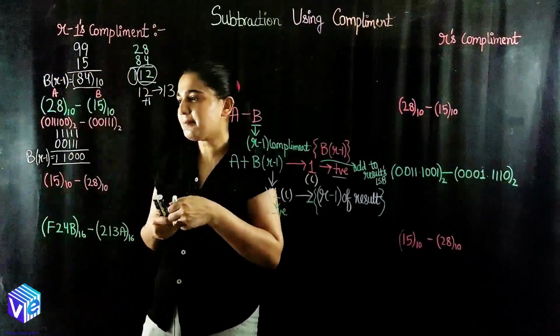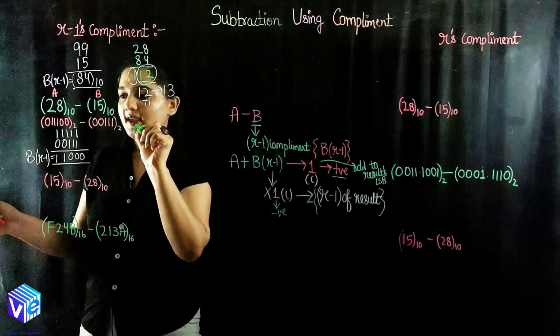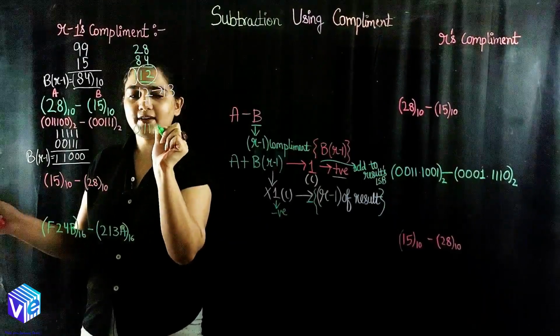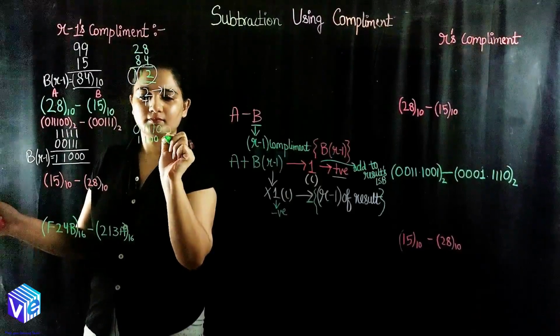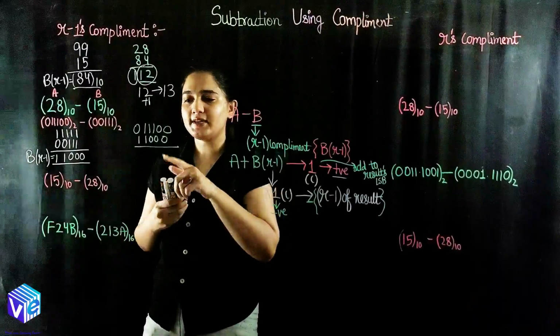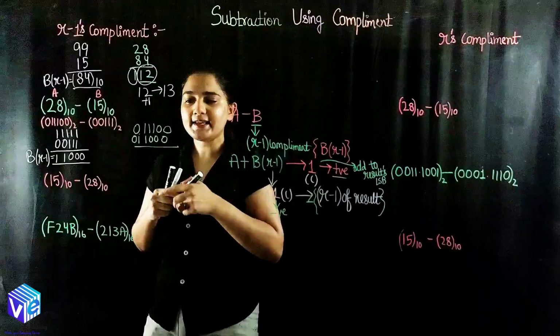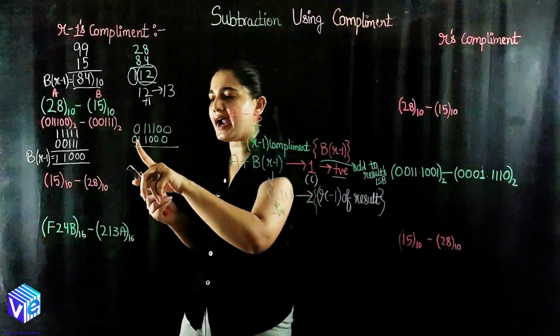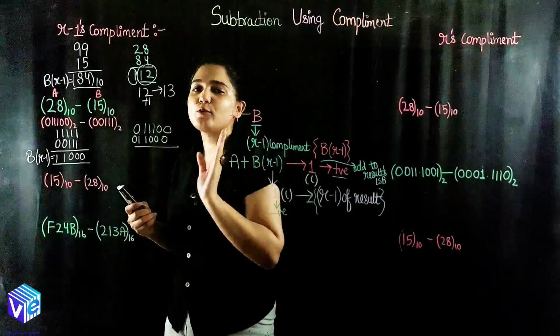Now the next step is to add A with BR minus 1. What is A? A is 0 1 1 1 0 0. BR minus 1 is, okay, BR minus 1 is 1 1 0 0. Here we have 0. Okay, we will be making them equal. I have added one more 0. Why? I added 1 0 to make them equal in length.